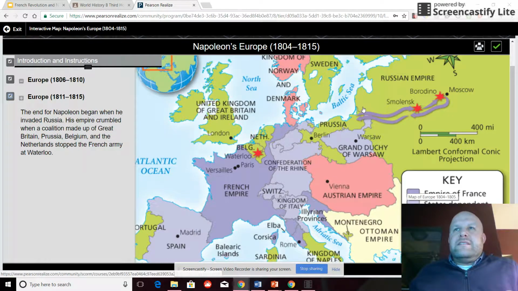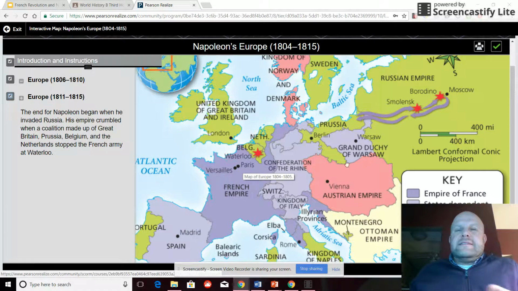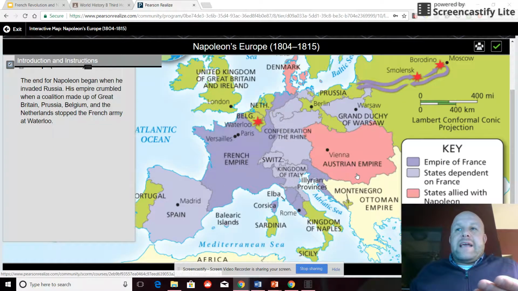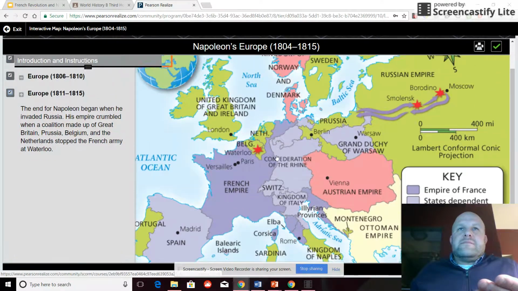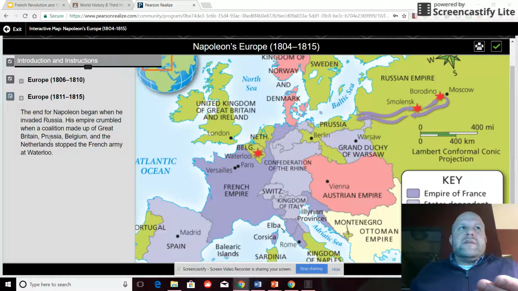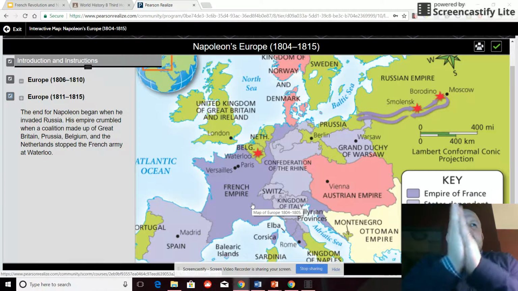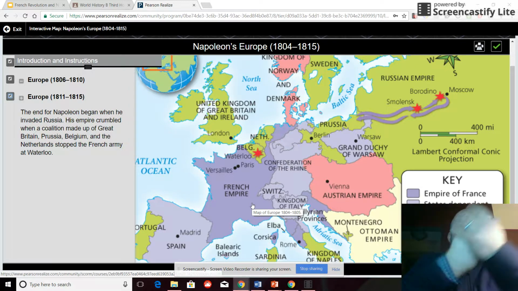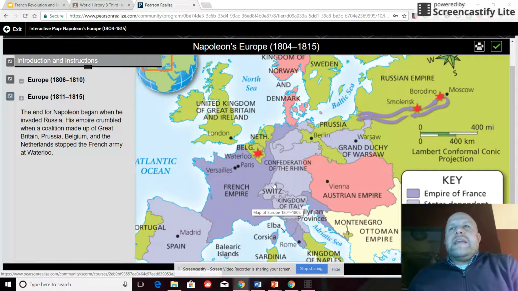he has to fight and lose battles with Russia, and eventually is exiled to an island, and then comes back, and then finally is defeated at Waterloo, which is where some of his battle sites are. So you see the end really begins when he starts invading Russia, and his empire crumbles when this coalition of Britain, Prussia, Belgium, and the Netherlands stop the French army at Waterloo. And that's his final defeat.